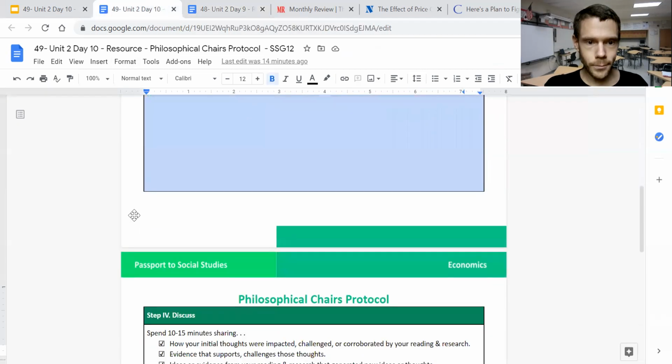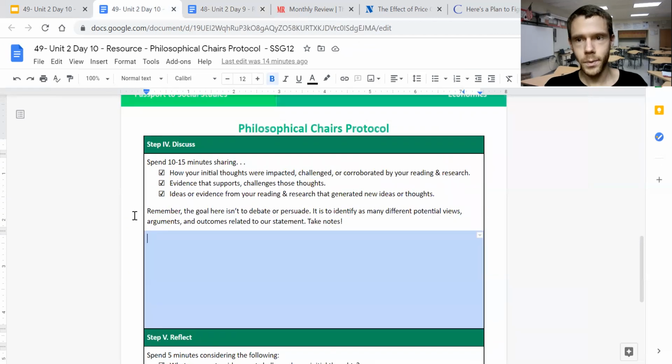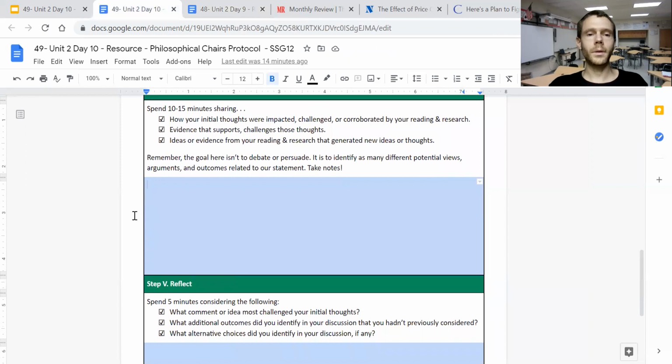Okay, and in step 4, this really is the heart of the lesson. This is where there'll be a discussion. This is where you can think about your initial thoughts based on your acquired knowledge of what was happening in the other articles that your classmates bring up. Consider how your initial thoughts were impacted or corroborated or challenged by your reading and research. Consider evidence that supports or challenges those thoughts, and really kind of think about some of the key ideas.